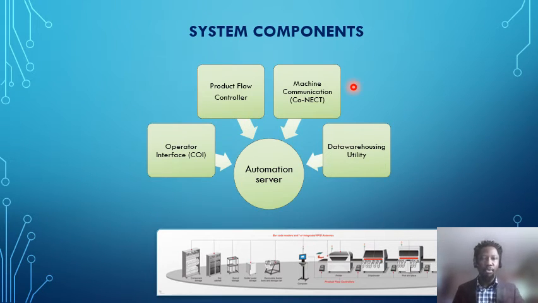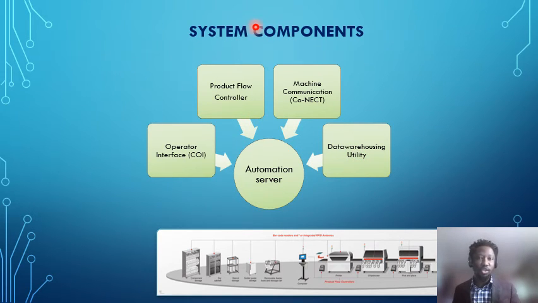Now, the system component. What is the system component? For us to be able to deploy this automation, as we can see here, we have the automation server, which is the central brain of the automation process. We're going to have the operator interface, the product flow controller, which is the PFC, and the machine communication, which is the Connect. That is the language that we are going to use for communicating between the machines and the automation layer. And we are going to have the data warehousing utility, where we store data.